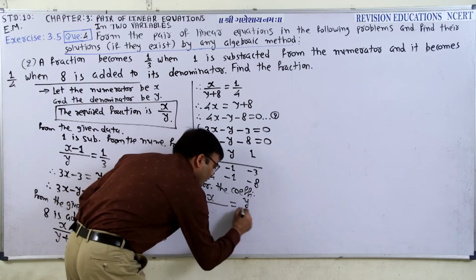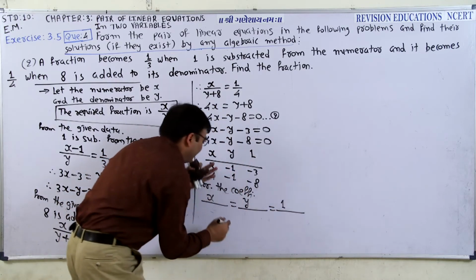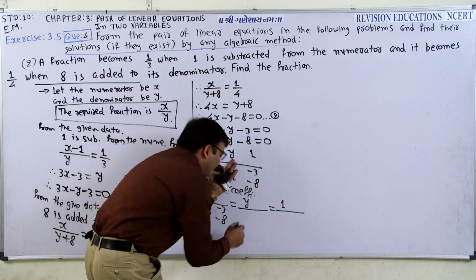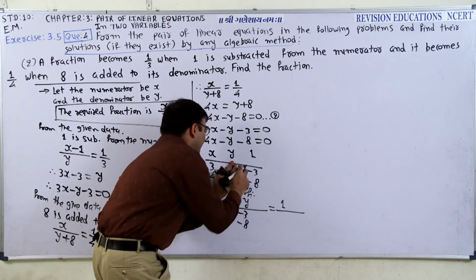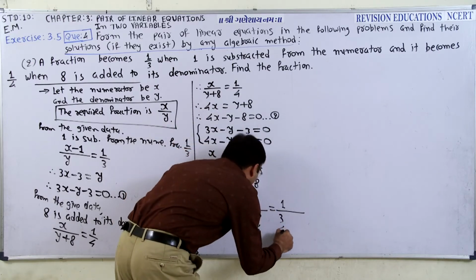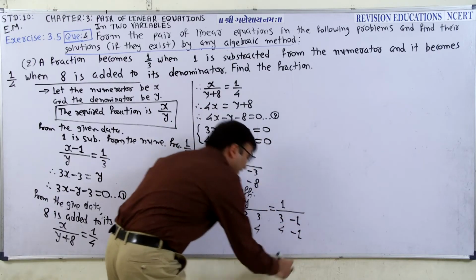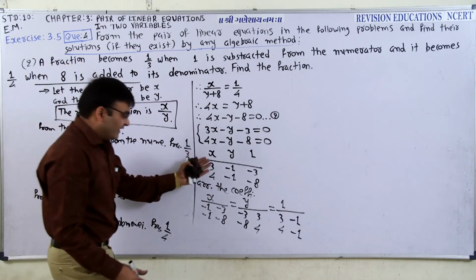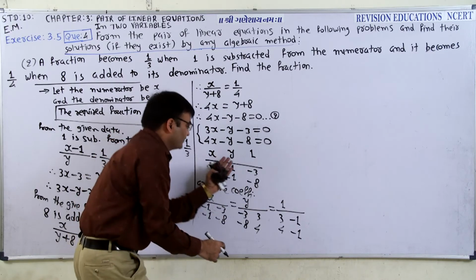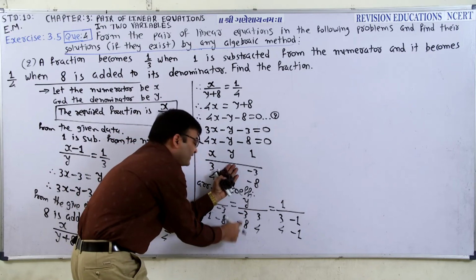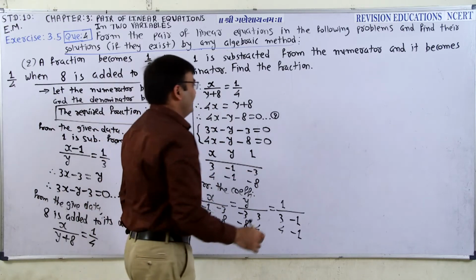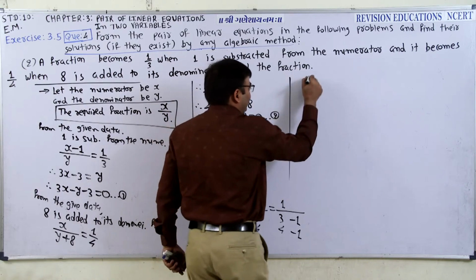Under x will come -1, -1, -3, -8. Under y will come -3, -8, 3 and 4. And under 1 will come 3 and 4, -1, -1. Again, under x we have to write these two: -1, -1, -3, -8. Under y first -3, -8 then 3, 4, and under 1: 3, 4, -1, -1. Now do cross multiplication here.